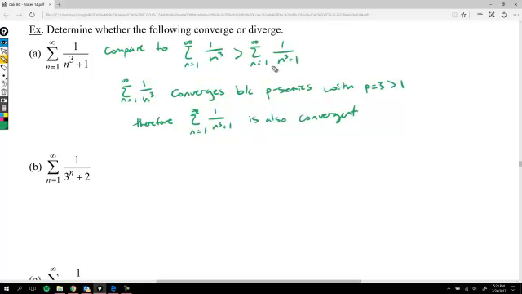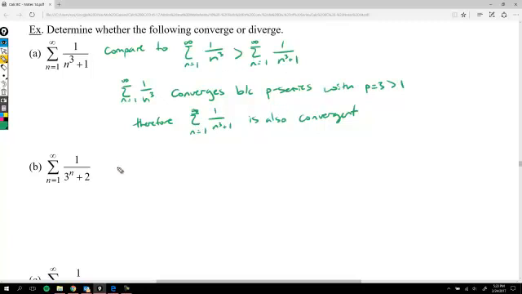So basically, if your larger series is convergent, that means that this one has to converge to something. And if your smaller one is divergent and your second summation is larger, well, if you're bigger than infinity, then you also have to be infinity, so you're also divergent. So that's kind of what we're going for here.